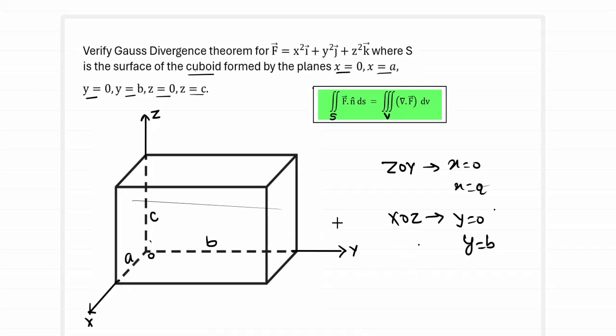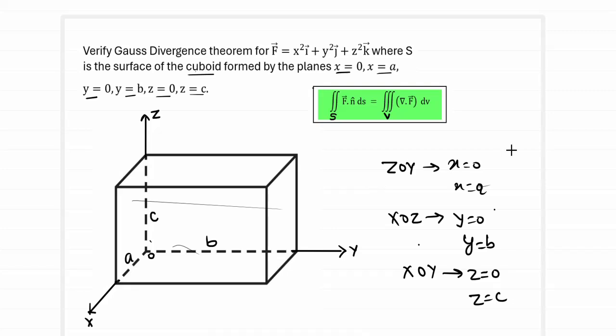Next, moving to the last one. What is it? X, O, Y. So what is missing over here? Z. So you call this the z equal to 0 plane. And when you move c units to the top, you get z equal to c. So this is going to be the basic structure in which my integration is going to take place.